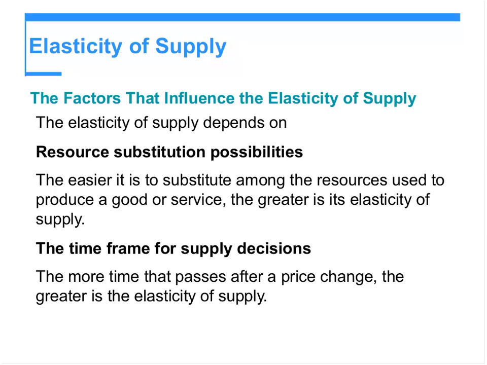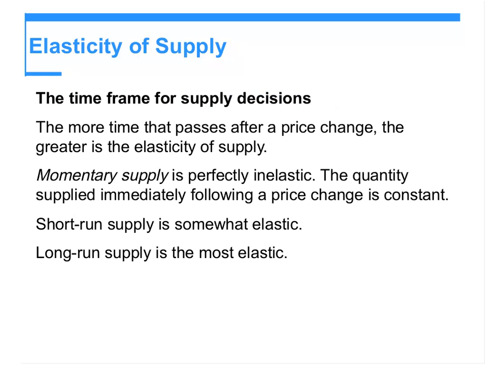But the time frame for supply decisions is another factor, and you see how it works. The more time that passes after a price change, the greater the elasticity of supply. When the price changes, as time passes you may have more supply in response to the change in price, so you definitely have higher elasticity of supply. It means the price changes, and the change in supply is going to be larger over time. So time is going to be an important factor as well.